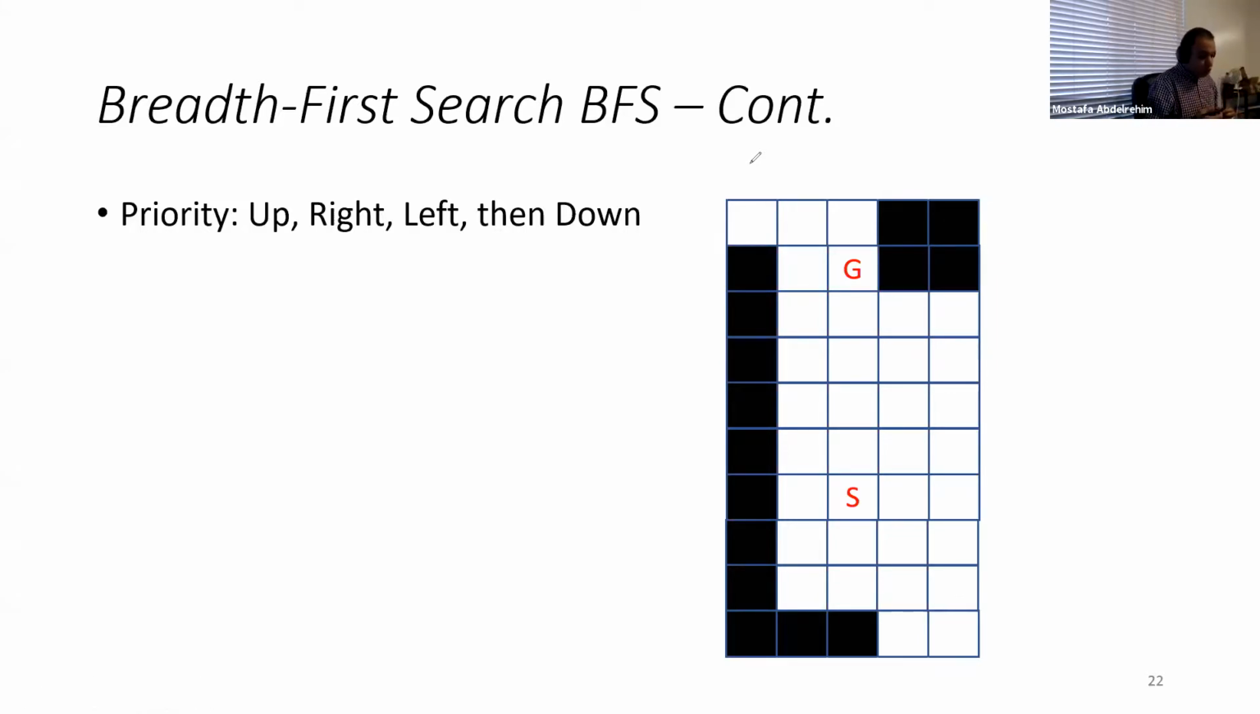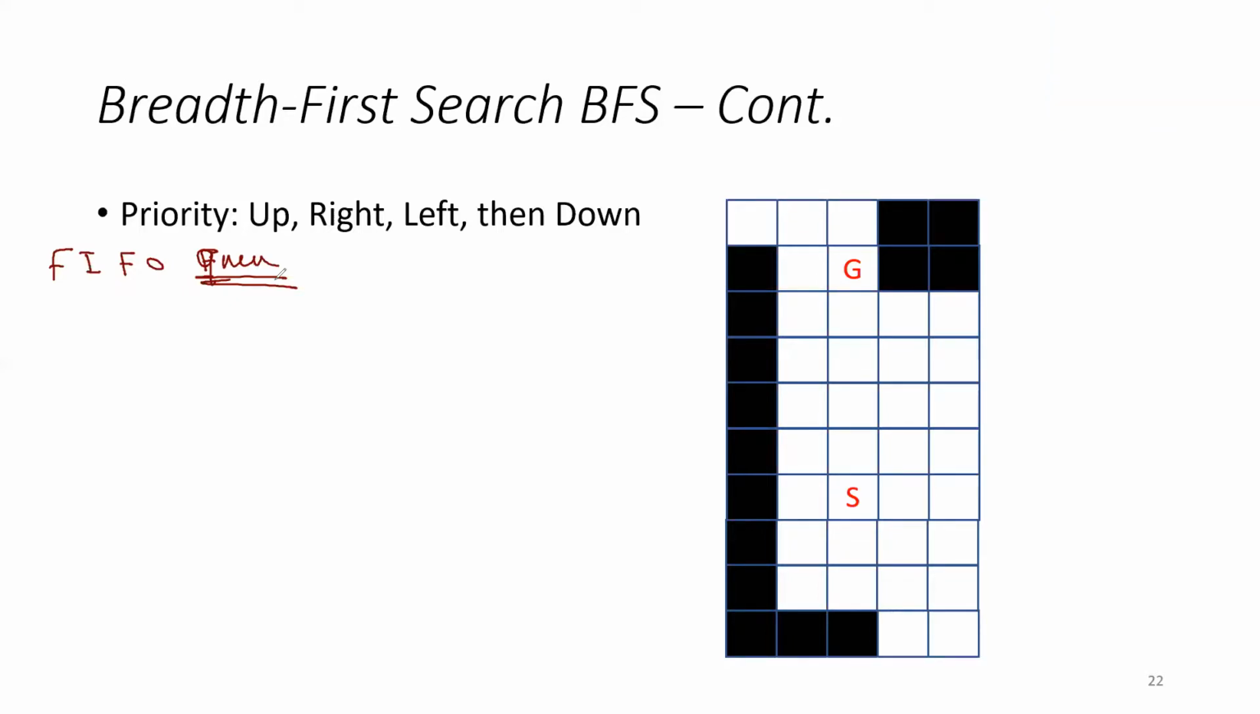To do the breadth first search, we need basically first in, first out, FIFO, or a queue. You guys are familiar with first in, first out, FIFO or queue? Anyone is not familiar? Good.